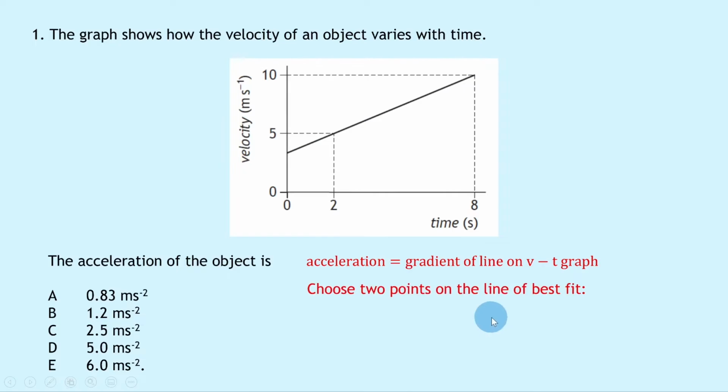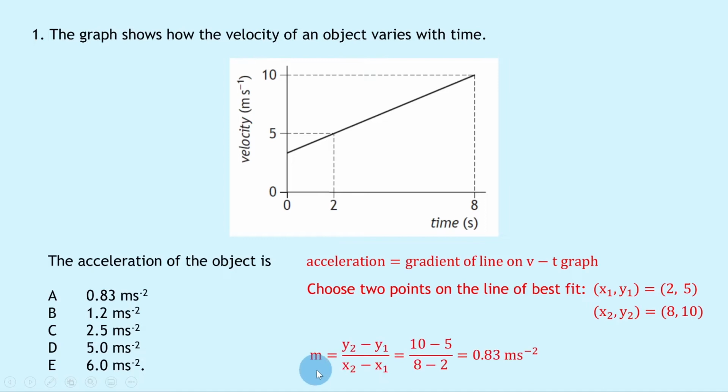So let's choose 2 points on the line of best fit. We've got x1, y1, which we could make 2, 5, 2 along and 5 up, which is this point here. And we can make point x2, y2, 8, 10, which is 8 along and 10 up, which is this point here. And to find the gradient, remember we can use the equation from maths, m equals y2 minus y1 over x2 minus x1, or the difference in y over the difference in x. And if we sub in our numbers there, we get 10 minus 5 divided by 8 minus 2. And if you put that into your calculator, you should get an answer of 0.83 meters per second squared, which you can see is the answer A.